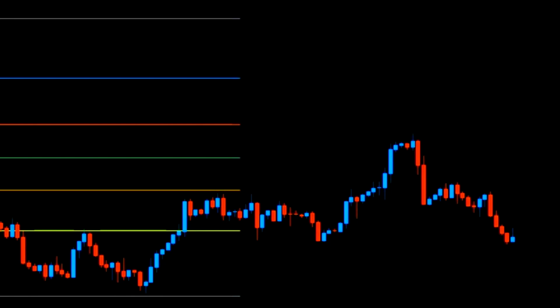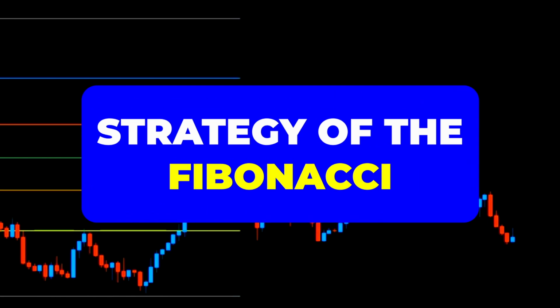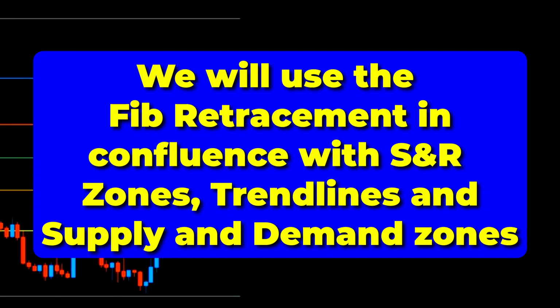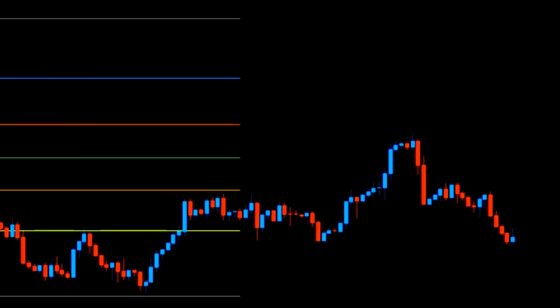Now that we have learned all the basics of the Fibonacci retracement levels, let's move on to the strategy of the Fibonacci retracement. So, in this strategy, we will use the Fib retracement in confluence with technical tools like support resistance zones, trend lines, supply and demand zones. Let's learn this strategy through an example.